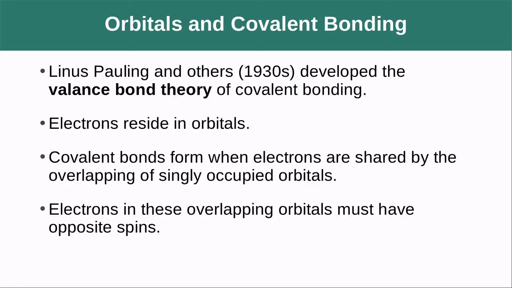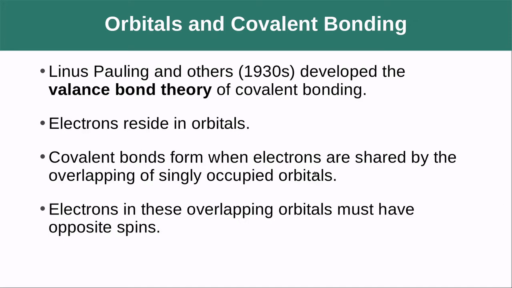So, Linus Pauling and others developed the valence bond theory of covalent bonding. Linus Pauling won his Nobel Prize for his theories on crystallography and bonding. He wrote the book, The Nature of the Chemical Bond, which for a long time was the book on the subject. He said that electrons reside in orbitals.